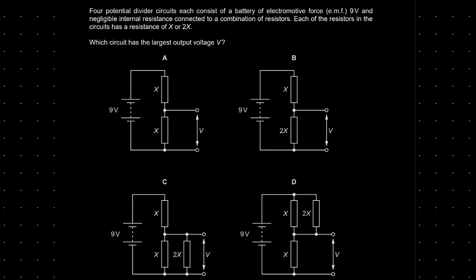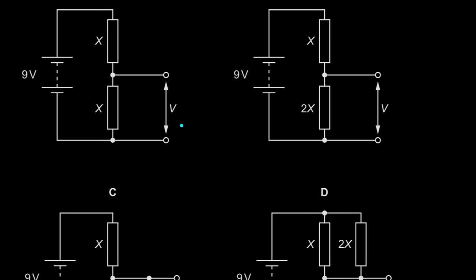(36) 4 potential divider circuits, each consist of a battery of EMF 9 volts and negligible internal resistance connected to a combination of resistors. Each of the resistors in the circuits has a resistance of X or 2X. Which circuit has the largest output voltage? In this case, I can see obviously I have two equal resistors. There's a 9 volt EMF. So across this, half of that, which means 4.5 volts needs to be appearing here.